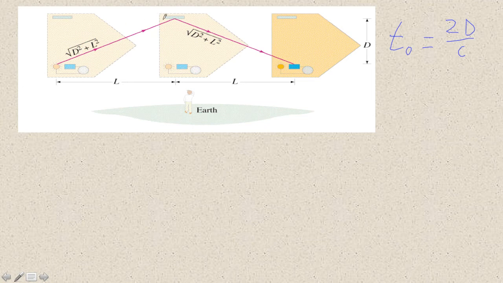So the time it takes this light to travel is, and of course this light doesn't travel any faster than the speed of light. Remember, the second postulate of special relativity is that light is always observed to be traveling at the speed of light. So this light travels at the same speed but travels a greater distance, and therefore this takes a longer time. The dilated time in this case would be twice the square root of d squared plus L squared, over c. This will be a longer time.